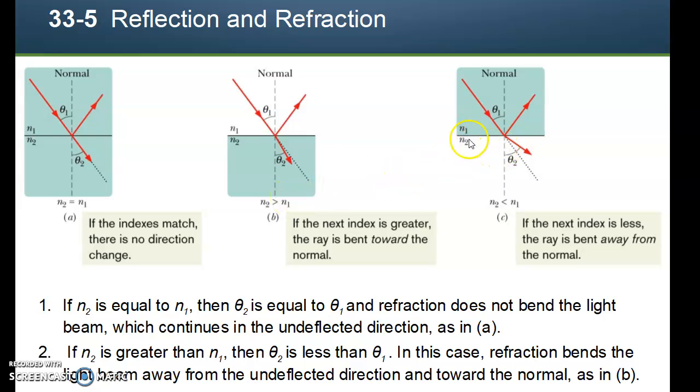However, if this refractive index here is less than the refractive index up here, it is bent away from the normal. So in this case, the refraction bends the light beam away, and that's shown in this one right here. So theta 2 is greater than theta 1.